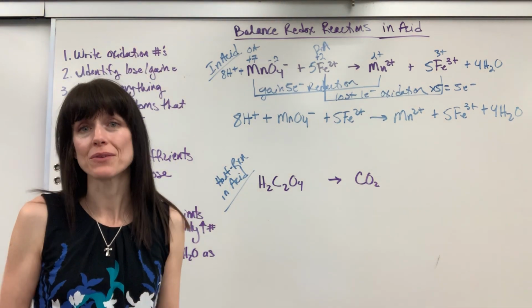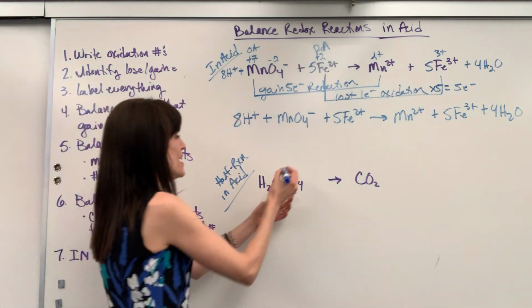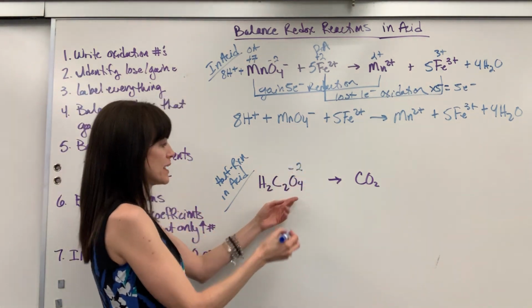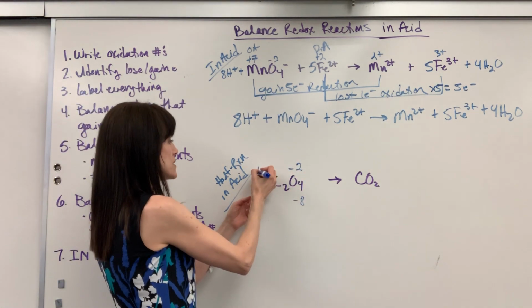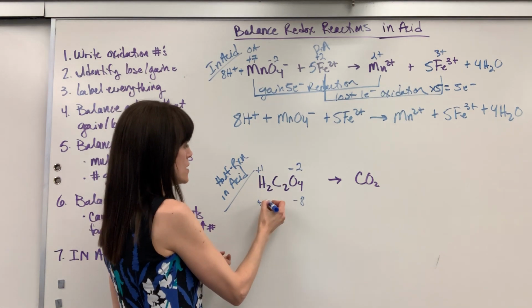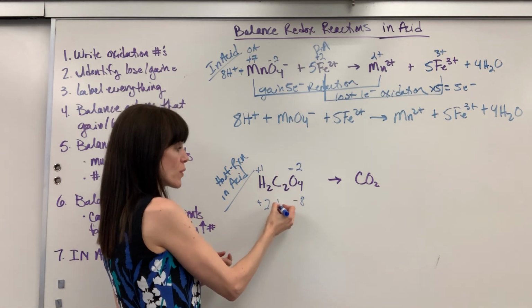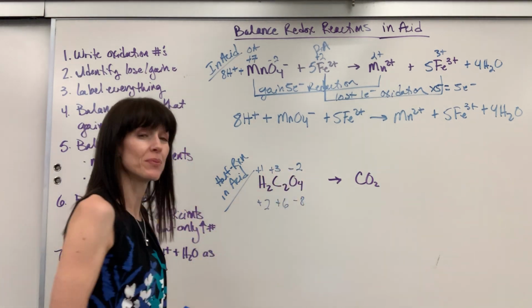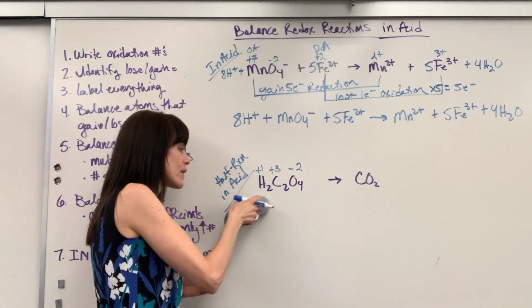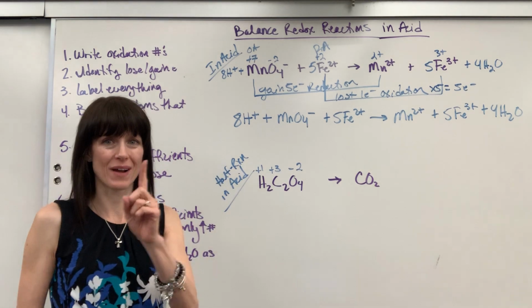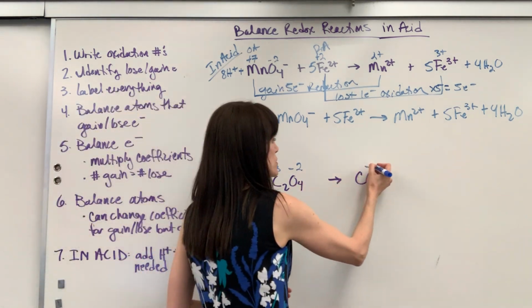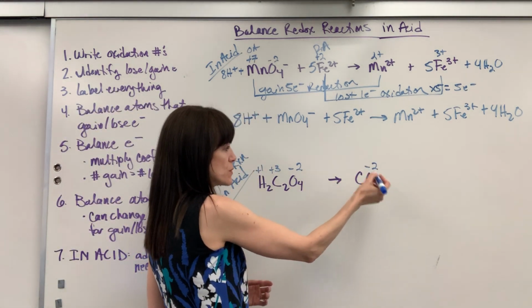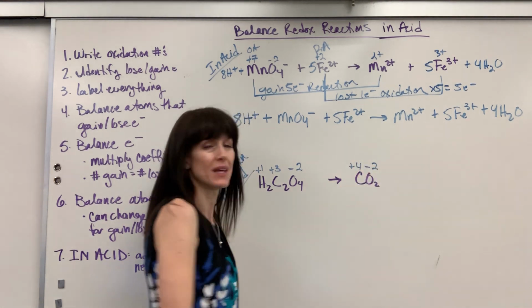So same thing, we're going to begin with oxidation numbers. We've got a minus 2 for oxygen, that gives us a minus 8. Hydrogen is a plus 1, gives us a plus 2. So I need carbon total to be a plus 6. But I've got 2 carbons, that means 1 carbon must be a plus 3. Again, we always write oxidation numbers for one atom. Over here, oxygen minus 2. Minus 2 times 2 is minus 4, so carbon must be a plus 4.